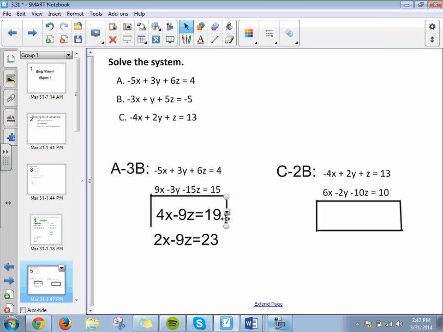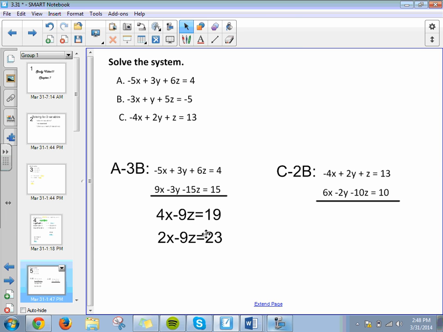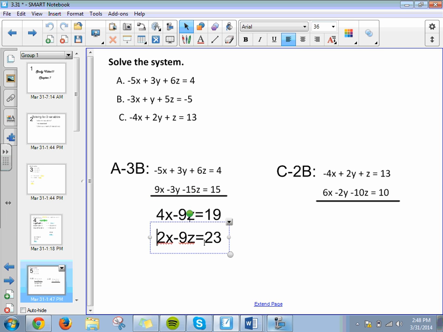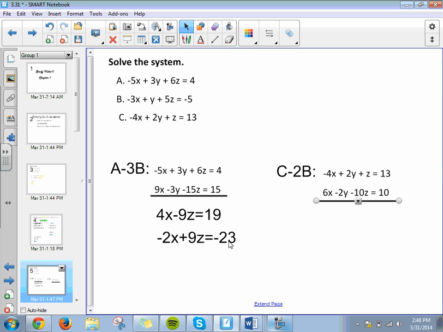And I now want to solve this system here. Worked out pretty nice that our z values are both 9. The only difference is they're both negative, and I want to make one of them positive. So this one's 19. I think what I want to do is make the bottom one multiplied by negative 1. So it'll become negative, positive, negative. And then I'll go ahead and solve this system.